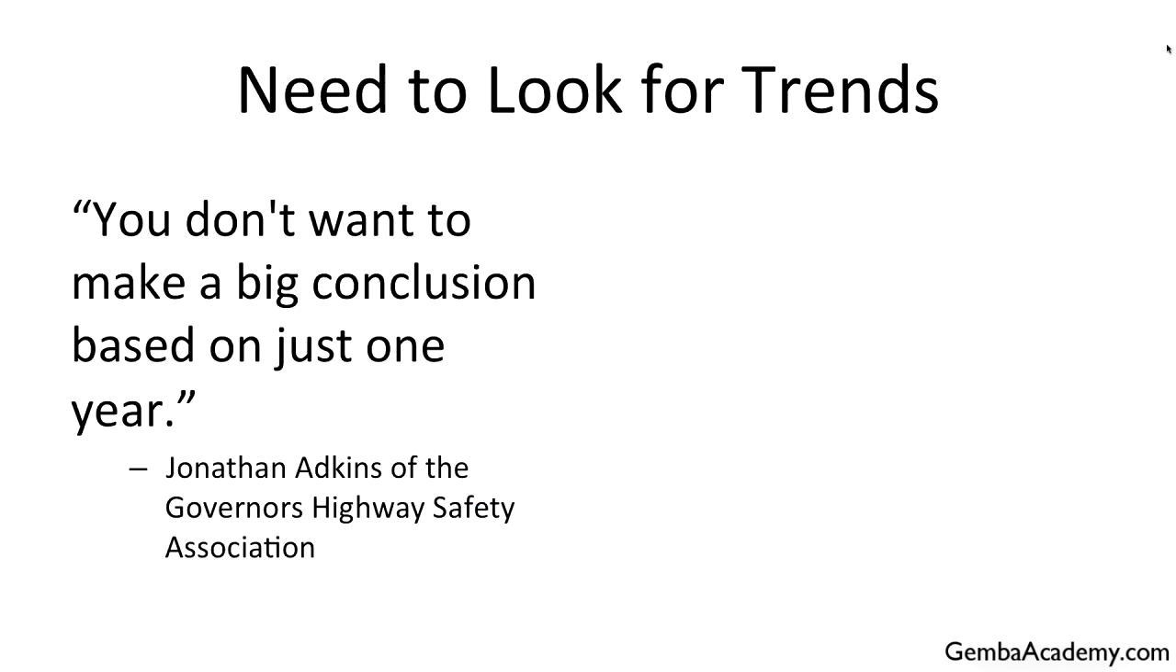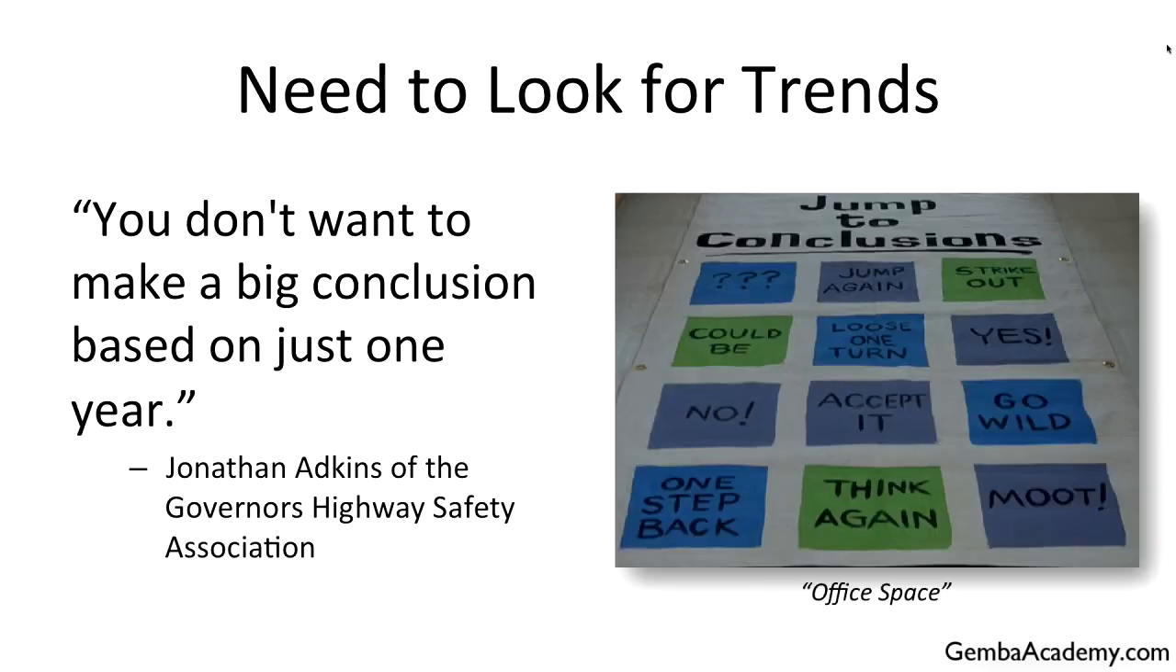So we need to look for trends, and somebody quoted in one of these articles, I think, nailed it perfectly. You don't want to make a big conclusion based on just one year, because if we're jumping to conclusions, it's like the guy from the movie Office Space, if you remember his jump to conclusions mat. Are we going to go and punish somebody based on one year's worth of data, or reward them if it's something that's really not a statistically valid trend? I would argue we need to be careful about that.